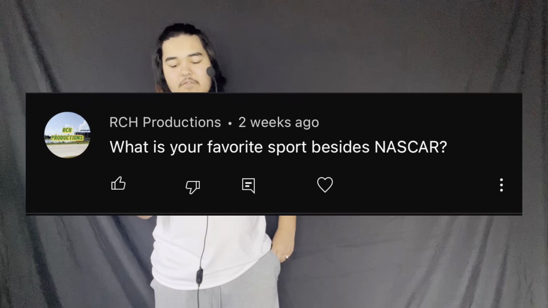What is your favorite sport besides NASCAR? Formula 1 so far. Yeah, Formula 1 has been my favorite sport outside of NASCAR. If we were talking about outside of motorsports, I would say that I don't really have a favorite one. I feel like the closest I would get to having a favorite one outside of motorsports would be baseball, even though I don't really watch it. But yeah, definitely Formula 1 would be my favorite sport other than NASCAR. And if you guys are wondering, I am a Charles Leclerc fan.